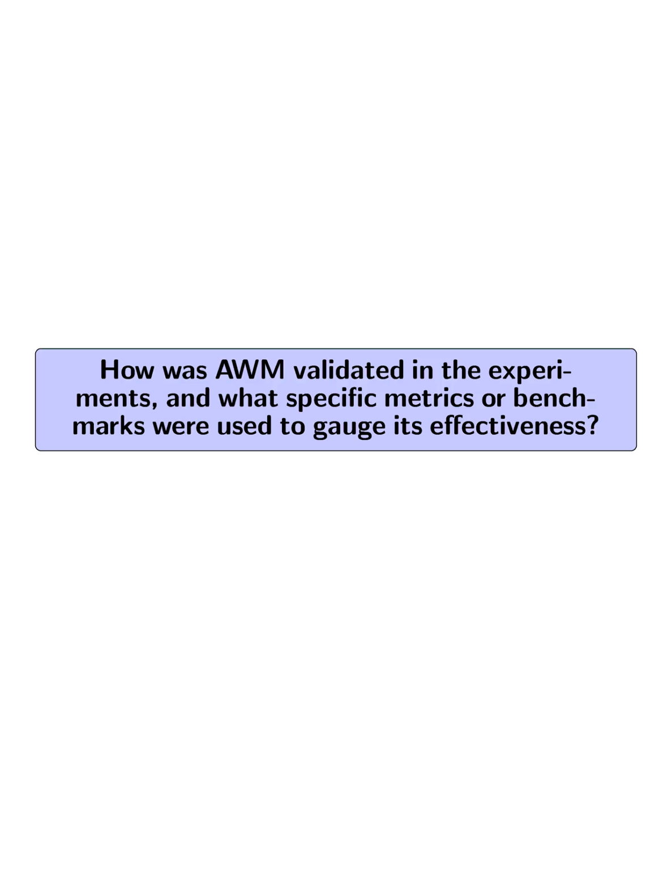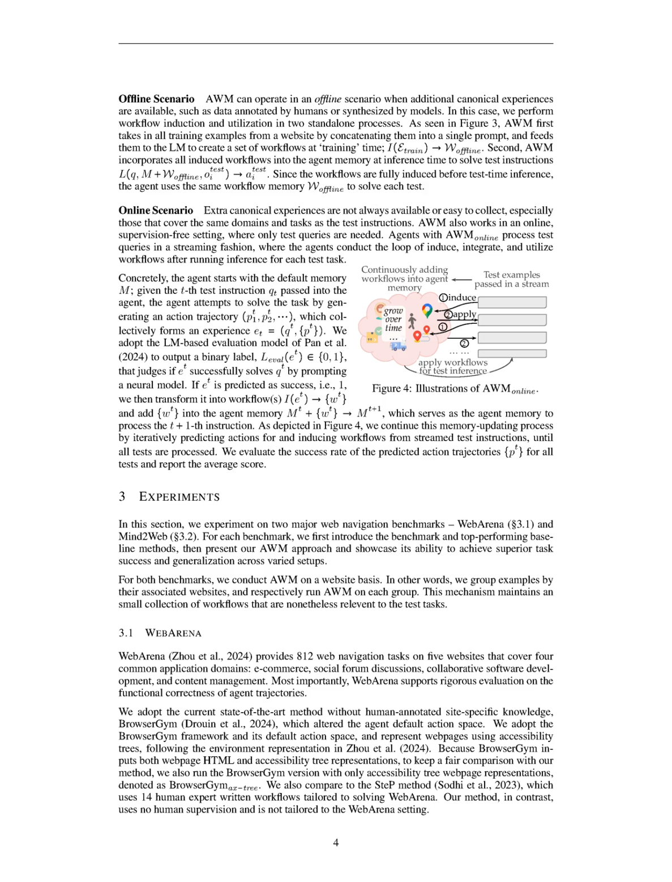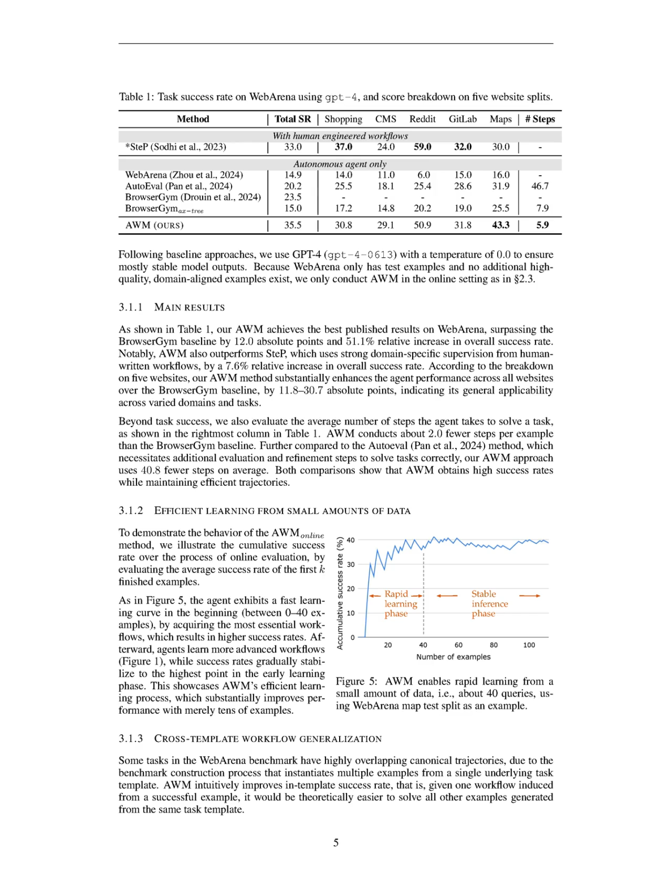How was AWM validated in the experiments, and what specific metrics or benchmarks were used to gauge its effectiveness? AWM was validated through experiments on two major web navigation benchmarks, WebArena and Mind2Web. In WebArena, AWM was evaluated based on its overall success rate, where it achieved a 51% relative increase compared to the baseline BrowserGym and outperformed human expert augmented methods by 7.6%.